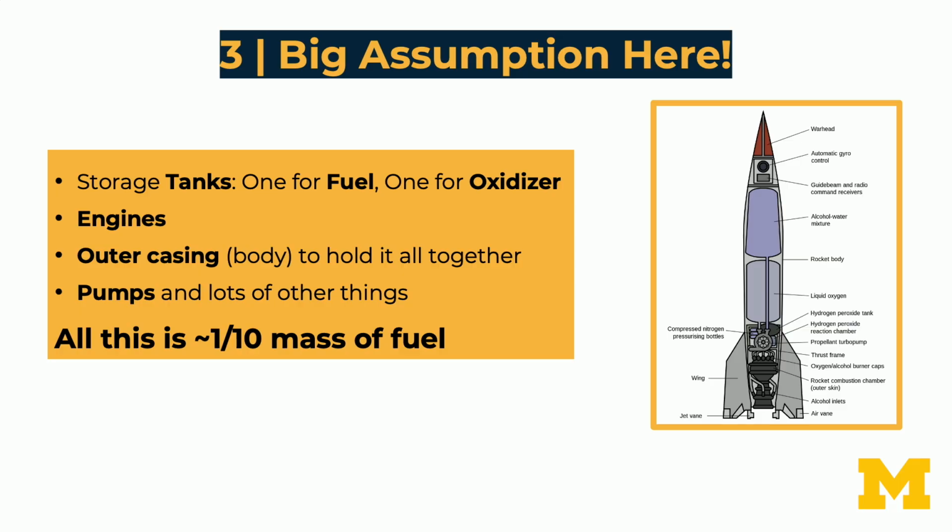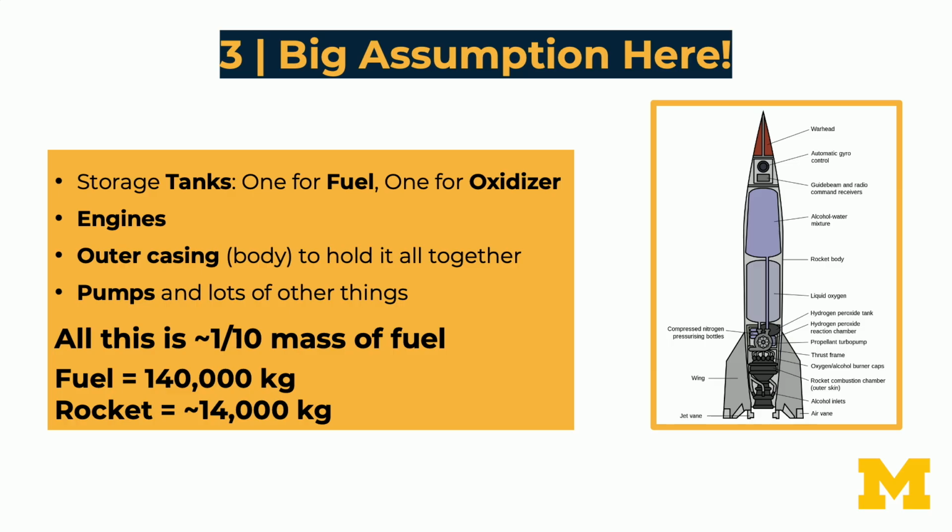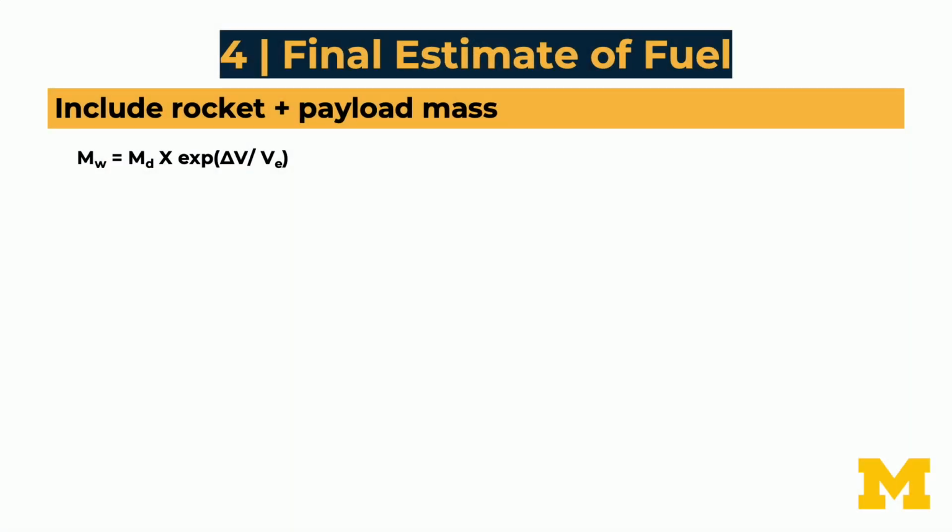We're going to sweep all of this under the rug, and we're just going to make an assumption. We're just going to say that it's 1/10 of the mass of the fuel. So the fuel is 140,000 kilograms. So we'll just say the rocket itself is 14,000 kilograms. Very, very approximate. So now let's calculate how much fuel we actually need, because now we don't just have our payload, but we have our rocket too.